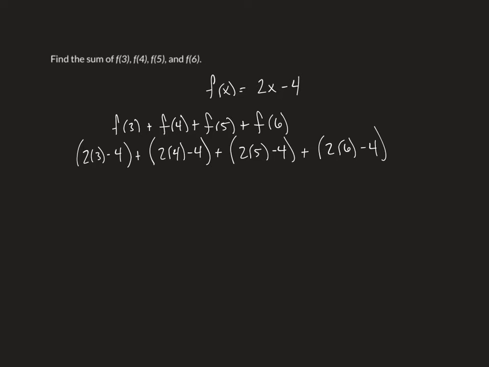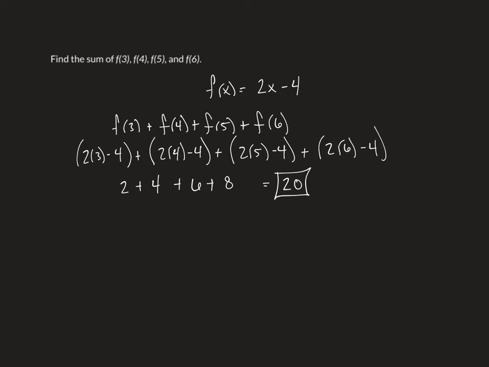Okay, so I can evaluate each of these now. 2 times 3 is 6, minus 4 is 2, plus 8 minus 4 is 4, plus 10 minus 4, plus 12 minus 4. And I can add all of these together, and I get 20. All right, so that wasn't too bad. That was pretty easy to do.